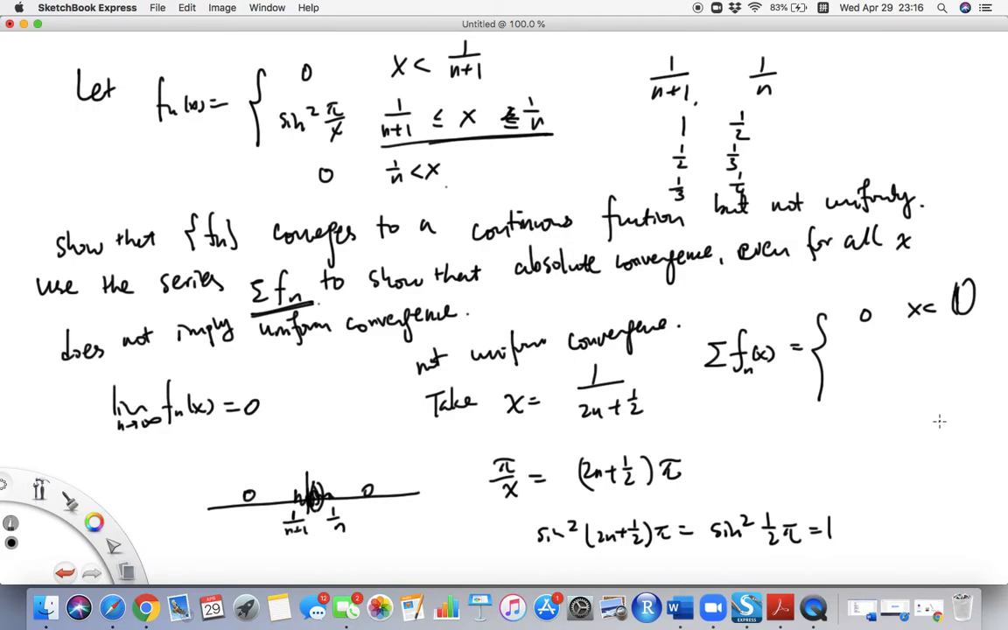And when x is between 0 and 1, it is sine squared of pi over x. And it's equal to 0 for x greater than 1. I don't know if it's easy to see, so let me erase these and write it again.